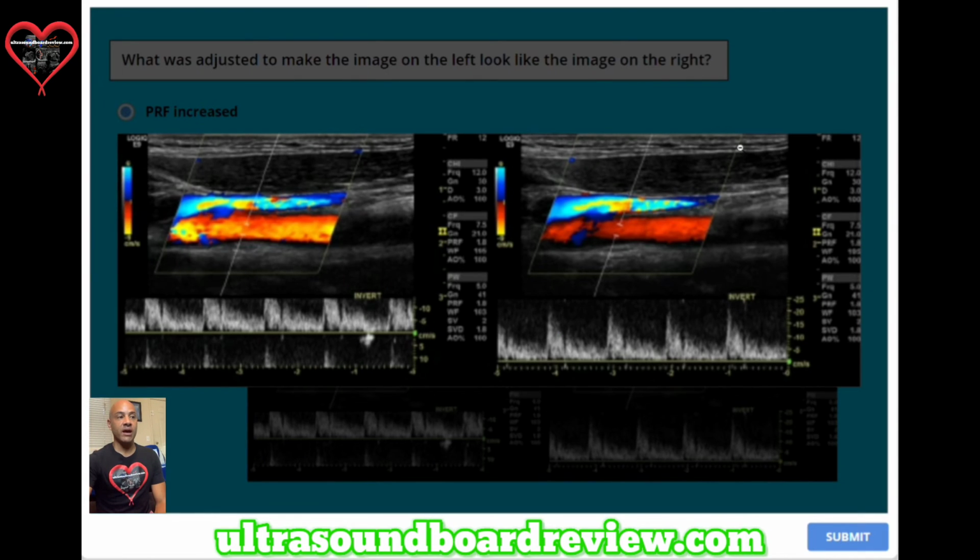When you increase the scale, this number here on the top and below, you're increasing three things: the PRF, Nyquist limit, and the wall filter. So what you do is you increase your PRF to eliminate aliasing.